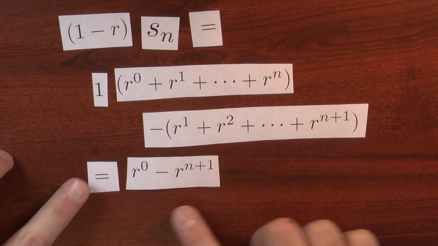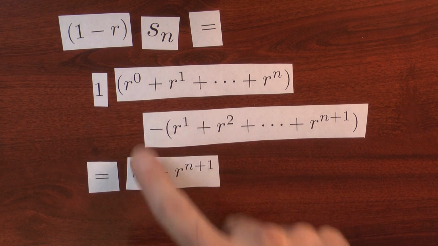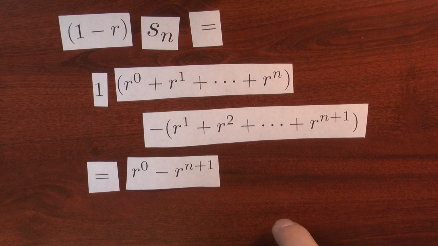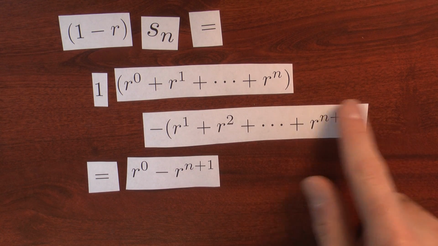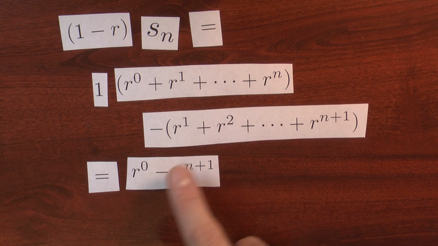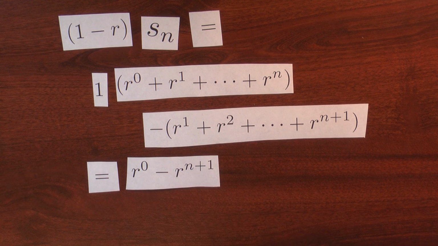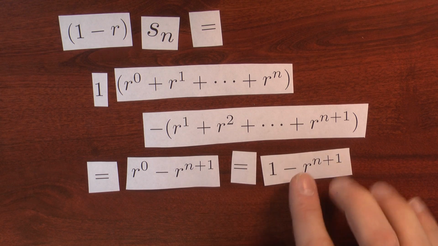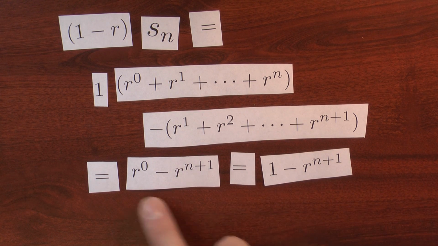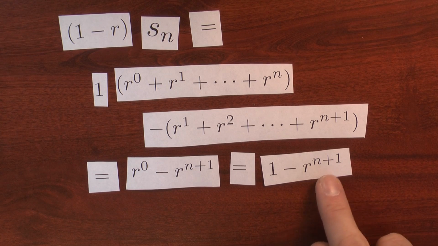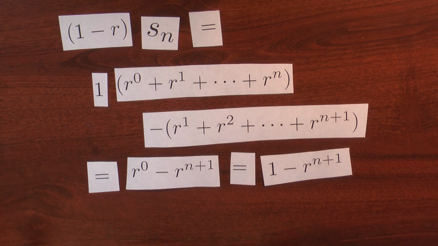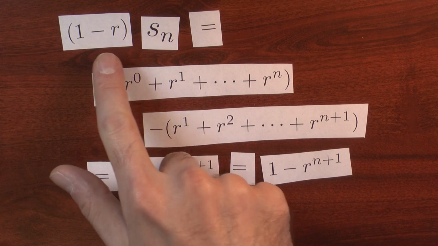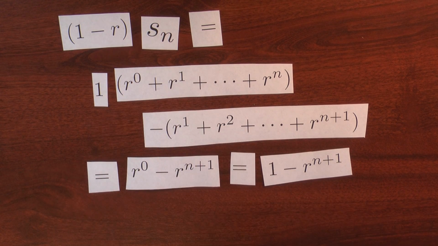So what's this equal to? Well, this ends up being equal to r to the 0, which survives. All of the middle stuff dies. And then this last r to the n plus 1 term survives, and I've written it down here. But r to the 0 can be written as just 1. So I could rewrite this as 1 minus r to the n plus 1. All of this is to say that 1 minus r times this nth partial sum is 1 minus r to the n plus 1. Let's divide by 1 minus r.